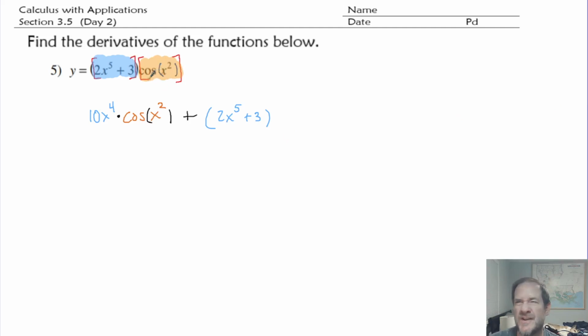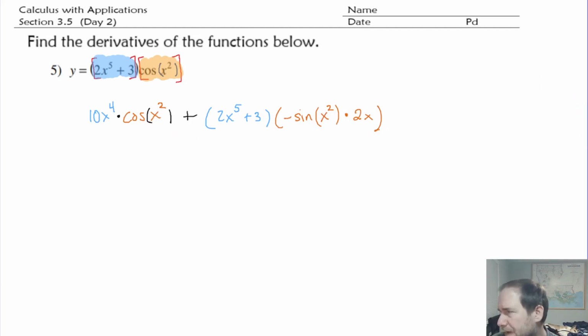Now the orange is another nested function. So if I do the derivative of cosine, I get a factor of negative sine of x squared. But now that x squared is an inner function, so I have to multiply by the derivative of that. So only here do we have a chain rule that we worry about, and it pops out a factor of 2x. So there's sort of everything.